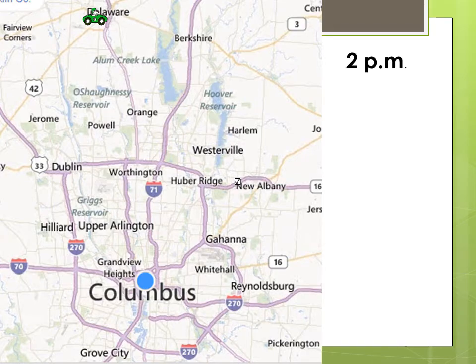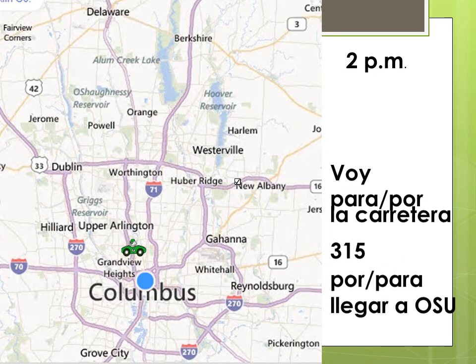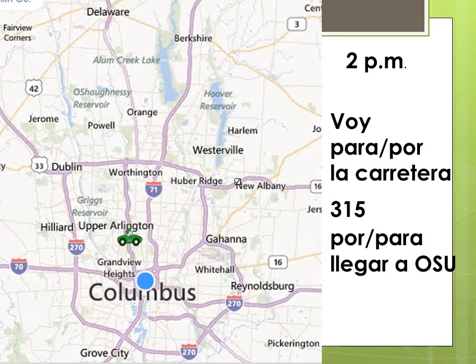Now at 2 p.m., I leave Delaware and I drive all the way back down to Columbus to get to OSU, to my other job. Again, we have voy por la carretera, because we're traveling by way of the highway, para llegar a Ohio State, because Ohio State is the destination.